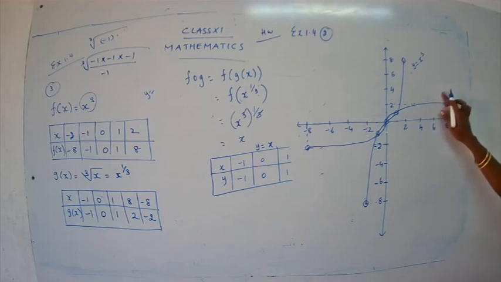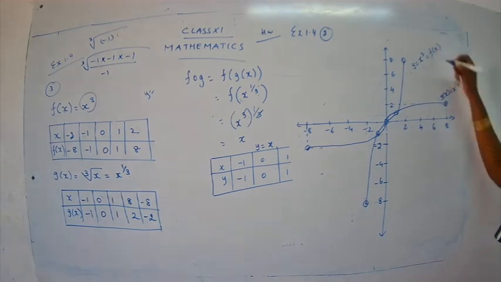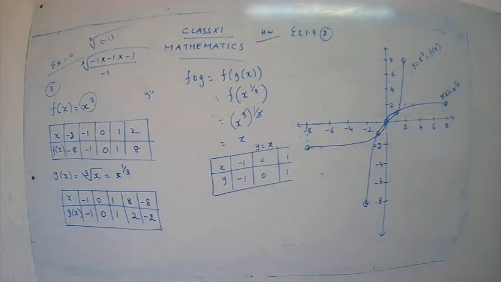So you write down here a new graph, y is equal to g of x. I'll write here g of x is equal to x raised to 1 by 3. And here you write, this is f of x. Y is equal to x cube is equal to f of x, and g of x is equal to x raised to 1 by 3.